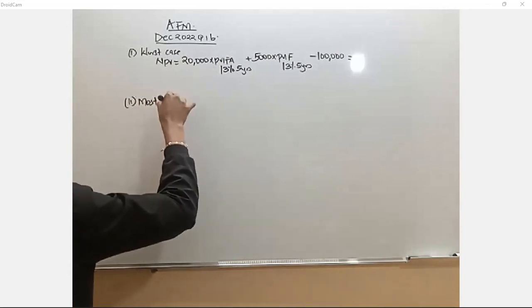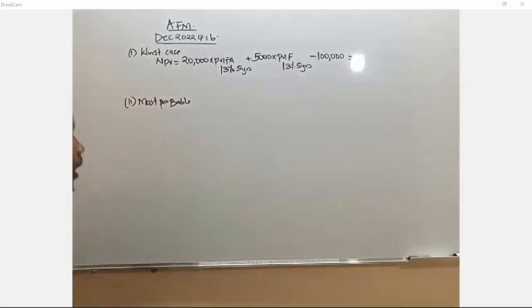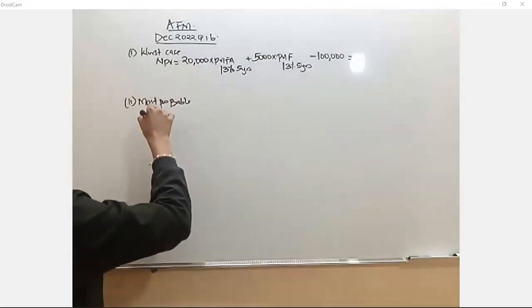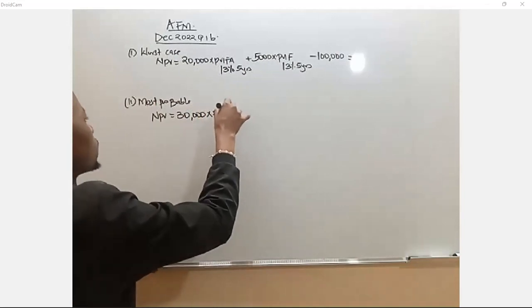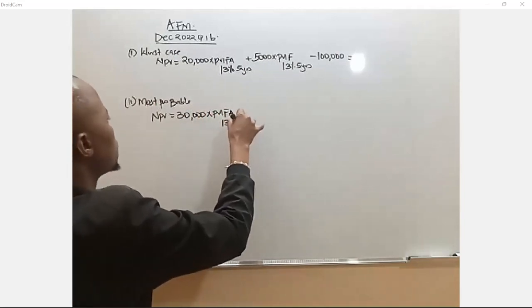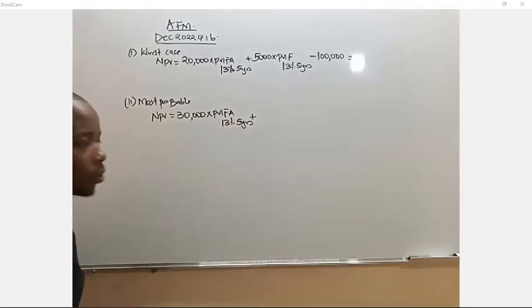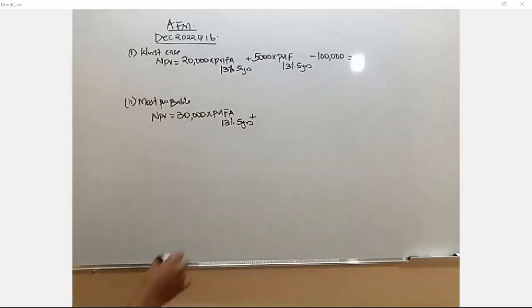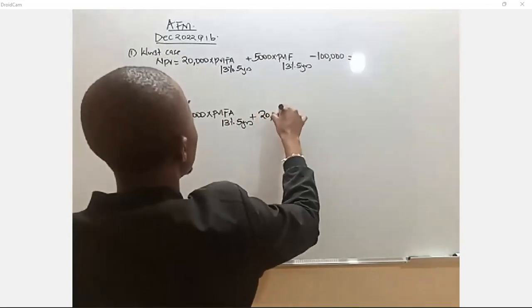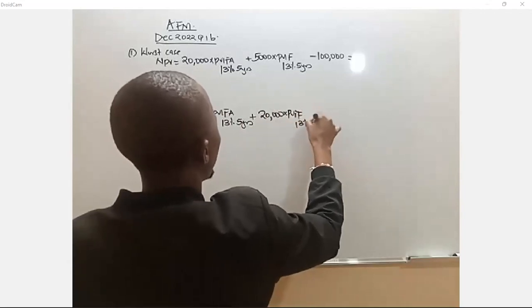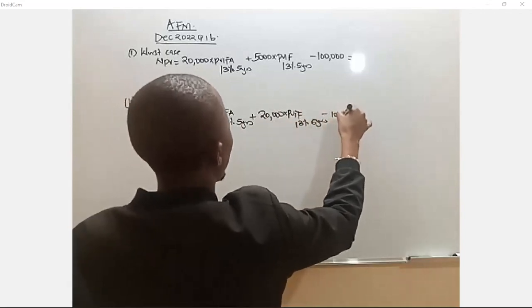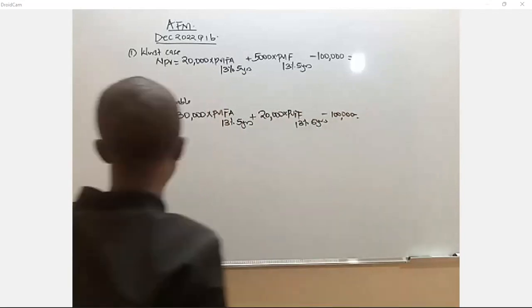Most probable. I just want to finish here. You are giving me the answers. For the most probable, we are discussing an annuity question whereby the annual net cash flows you are given is 30,000 times the present value interest factor annuity, 13%, 5 years, plus the terminal cash flows given in the question, which should be 20,000 times the present value interest factor, 13%, 5 years, minus our initial outlay of 100,000.